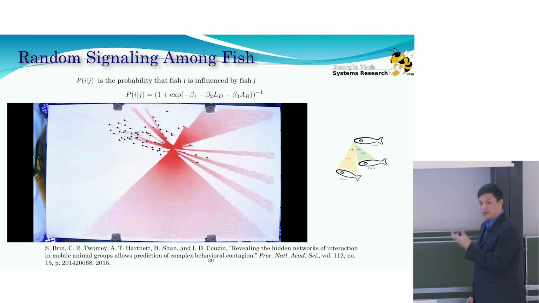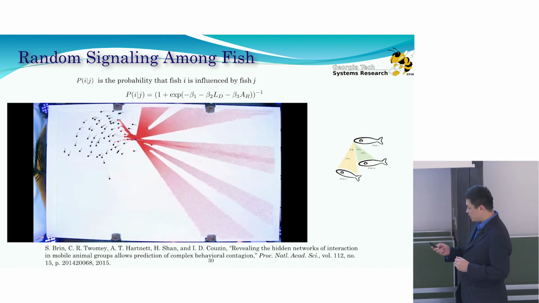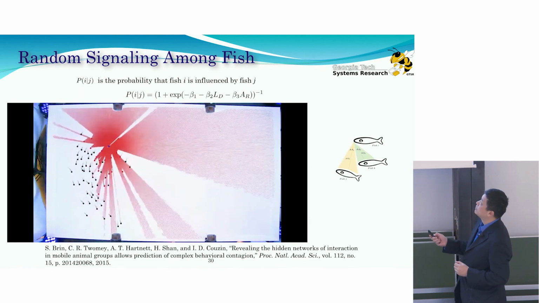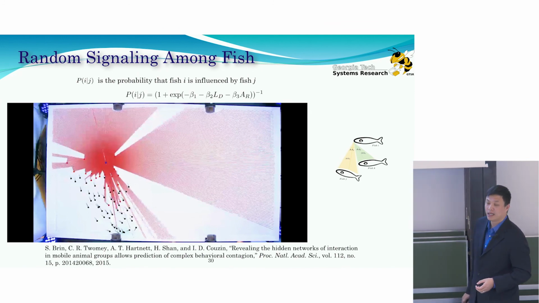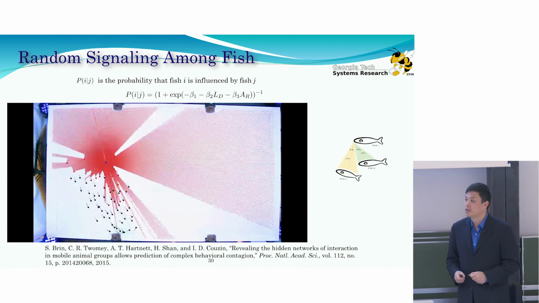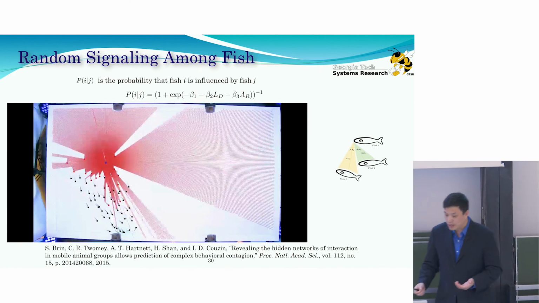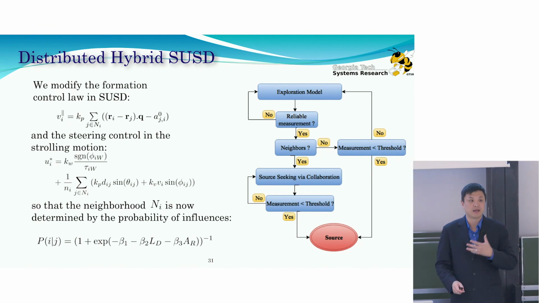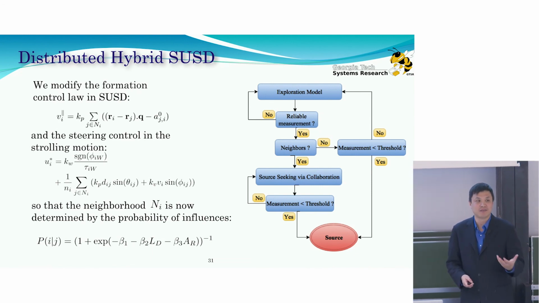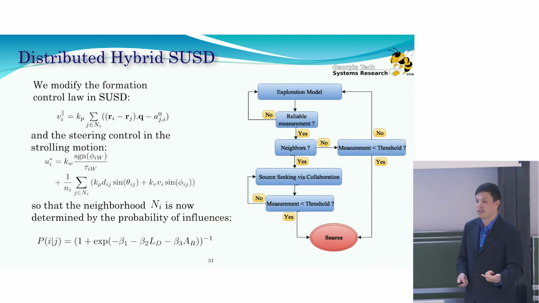Another extension is also inspired by Ian's work. In this work, Ian proposed a probabilistic interaction model between fishes. His idea, based on experimental data, is that the fish does not have fixed neighbors. The neighboring relationships are determined by a probability of interaction. We can take this idea and combine it with SUSD and with the random search strategy, and then we can have a grand search algorithm that does not depend on whether it's an individual fish or a swarm of fish or whatever.